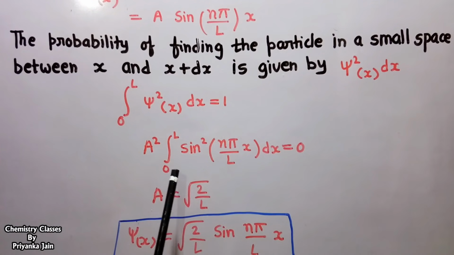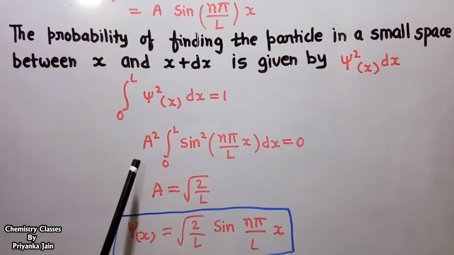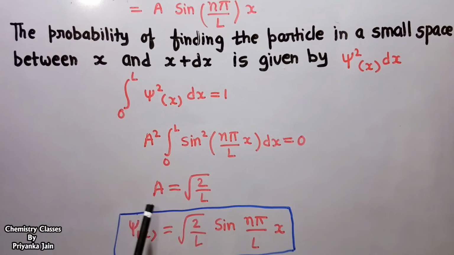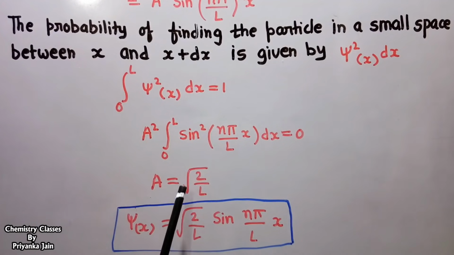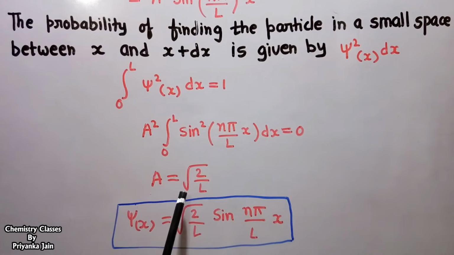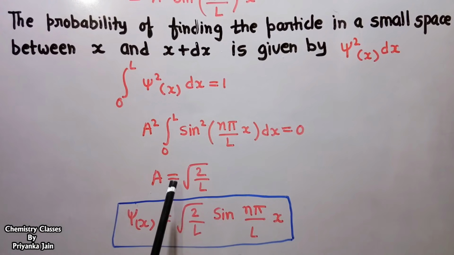By integrating this equation, we can get the value of A, that is a constant, and it will be equal to under root 2 upon L. And we can put this value in the same equation and we will get psi(x) is equal to under root 2 upon L sine(n pi x upon L). And this is the equation for the wave function of the particle in a one-dimensional box.